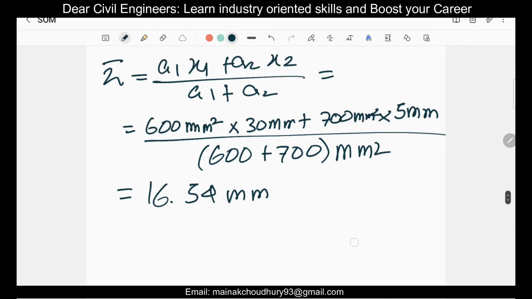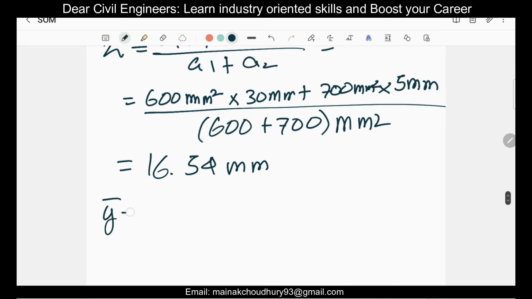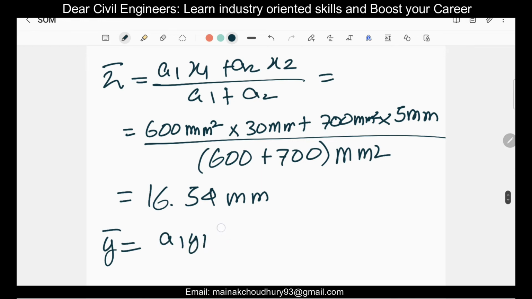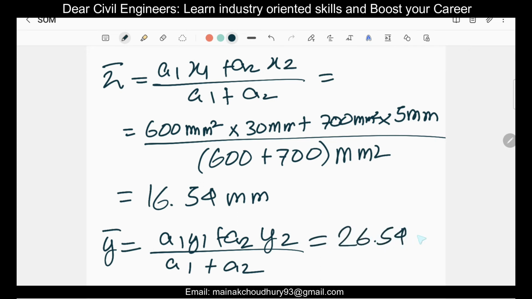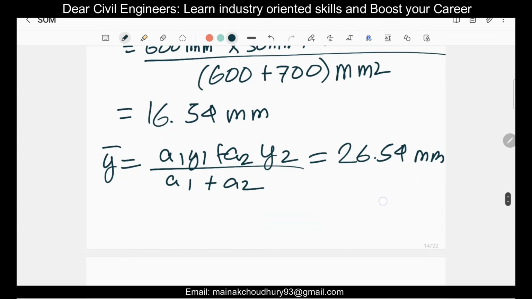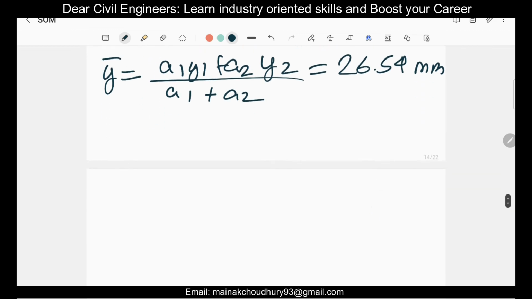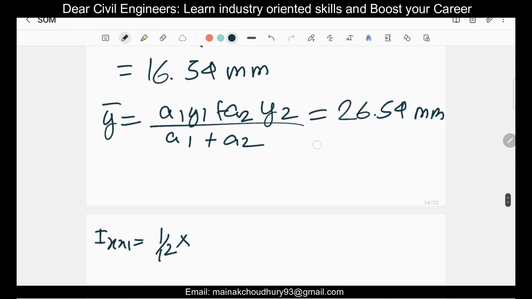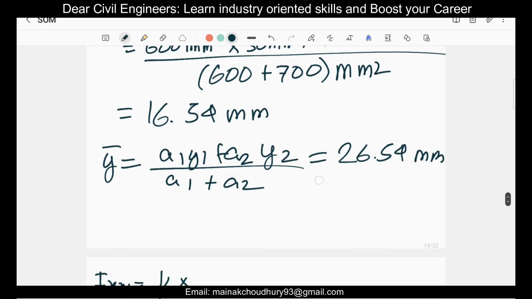And then you go for the y bar. Okay, y bar you calculate in the same process, a1 y1 plus a2 y2 by a1 plus a2. You do this, it will come as 26.54 mm, right? So now comes the moment of inertia. Okay, so for the moment of inertia, Ixx1 equals 1 by 12 into b1 d1 cube.